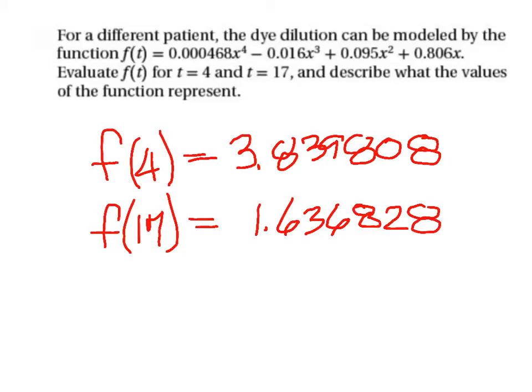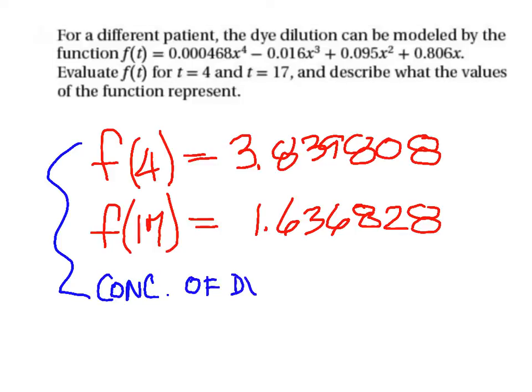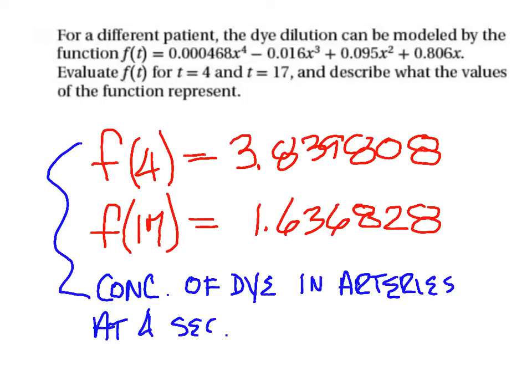Describe what the values of the function represent. This represents the concentration of dye in the arteries at 4 seconds in. This one represents the same thing, except it is going to be 17 seconds into the process.